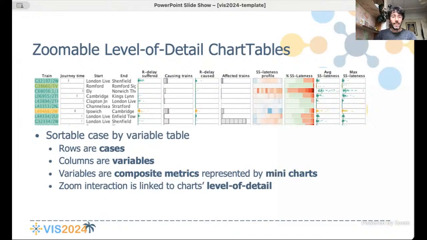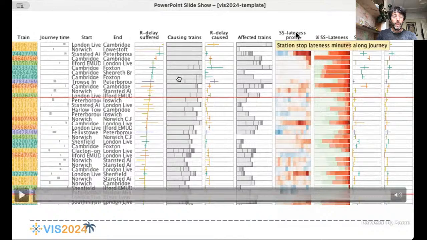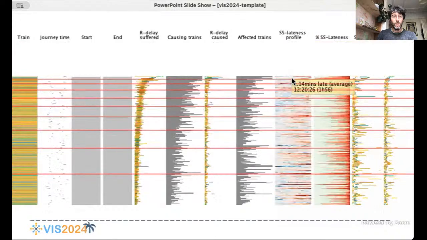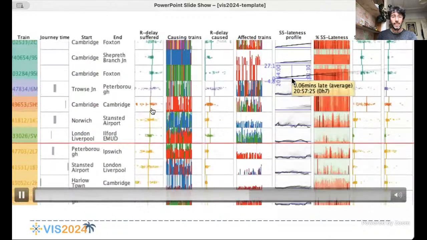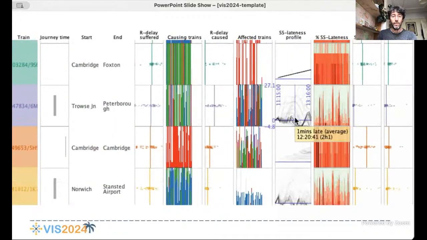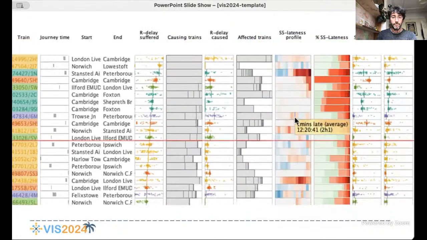They are standard case by variable tables where each row is a case. In this case, it's a train, and each column is a variable. These variables are composite metrics. They're complex metrics, which we represent with little mini charts that are embedded in the cell. The charts have different levels of detail. When you zoom out of the table, you can see how the cases are distributed for a sorted column. And if you zoom right in, you'll see the glyphs changing to a more detailed version of the glyph. So that's just how they work.